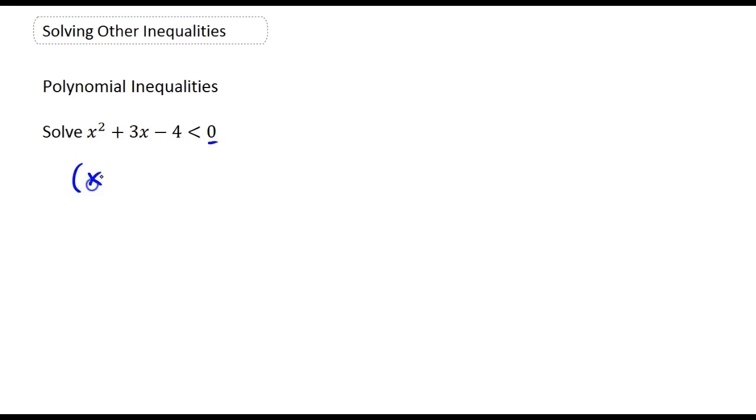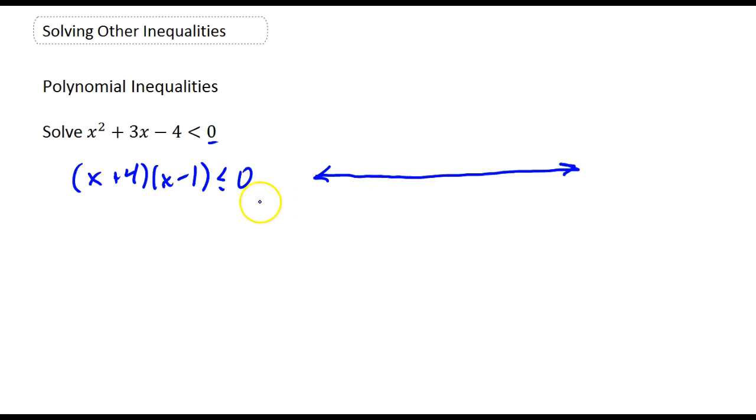This will factor into (x plus 4)(x minus 1) less than 0. Now it's tempting to just say that x is less than -4 and x is less than 1, but that's not the way it works with polynomial inequalities. So what we're going to do is build a little sign chart. Now, I put in less than or equal to, and that should just be less than. Okay. So, I know that the expression equals 0 at -4.